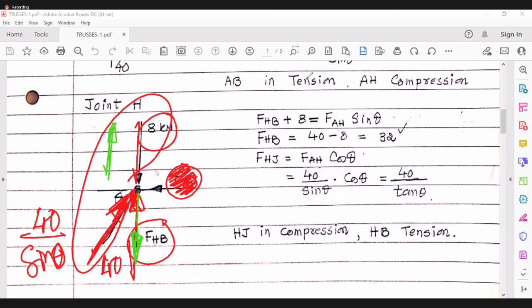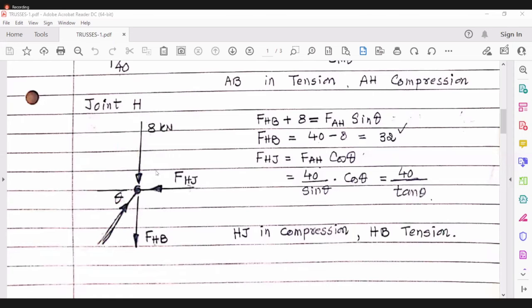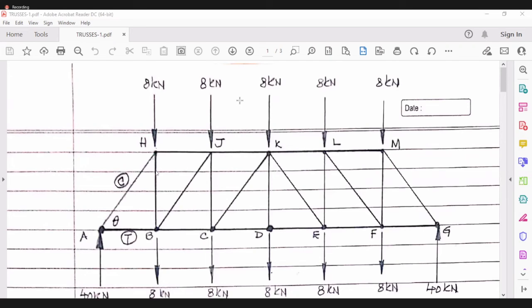Okay, good. Now, having done this, we can say here also this element is in tension and this is in compression. This is 40 by tan theta. This is downward 32 only. Okay. Now we come to the joint B.